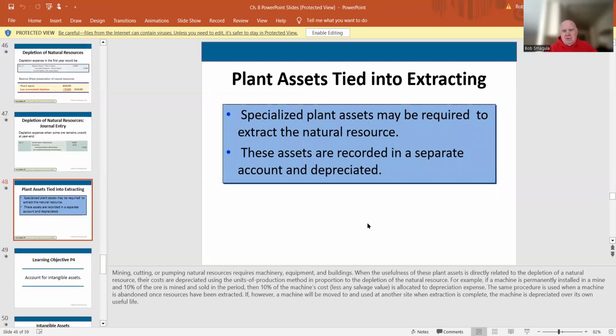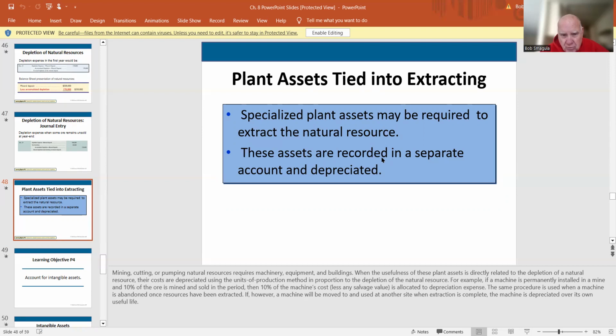Plant assets tied into extracting. Specialized plant assets may be required to extract the natural resource. If you have an oil well, you're going to have a very expensive bunch of equipment there. You're going to have an oil derrick, an oil drill that goes way down into the earth, pulling out the oil. Specialized plant assets may be needed to extract natural resources.